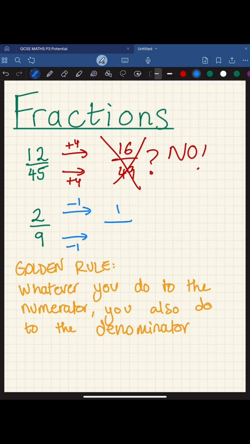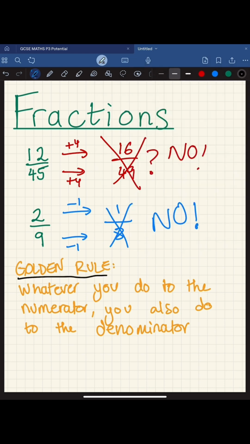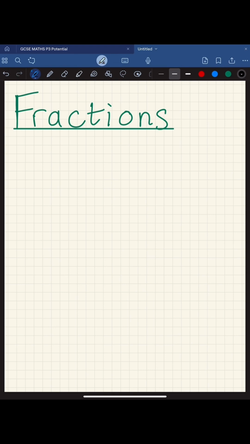Similarly, you also shouldn't subtract from the numerator and denominator either. This is also wrong. So remember the golden rule, whatever you do to the numerator, you do to the denominator as well, but only for multiplying and dividing, not for adding or subtracting.